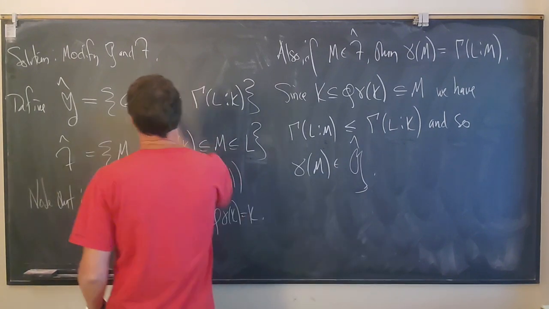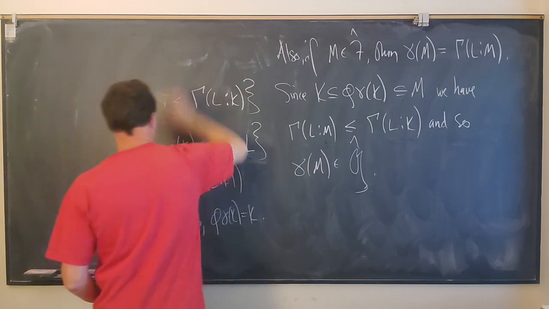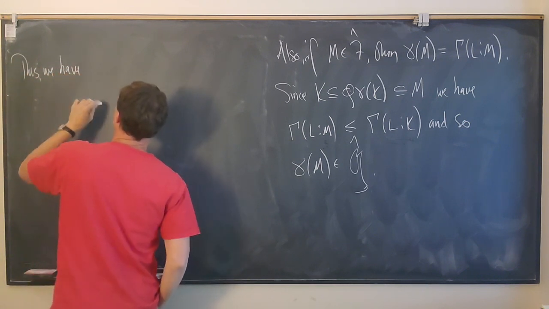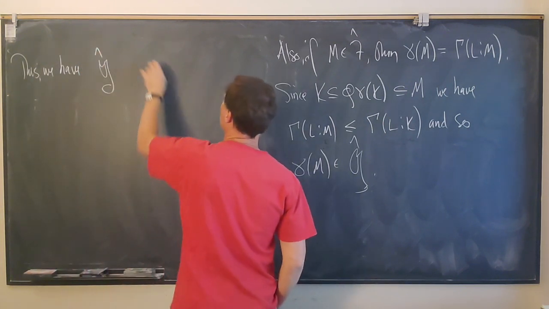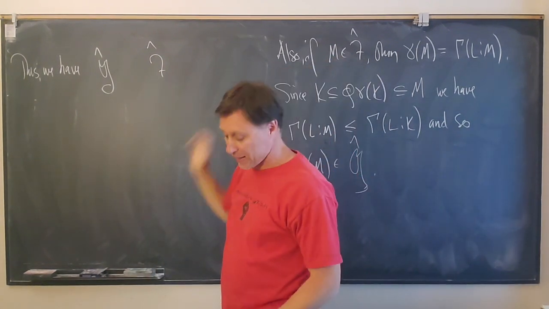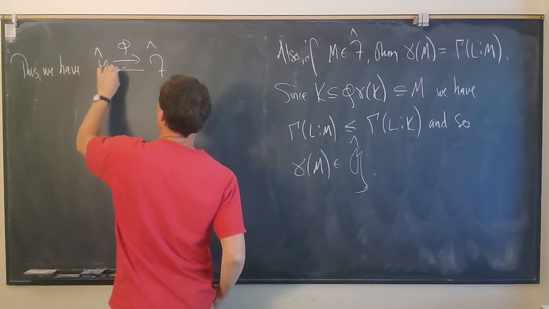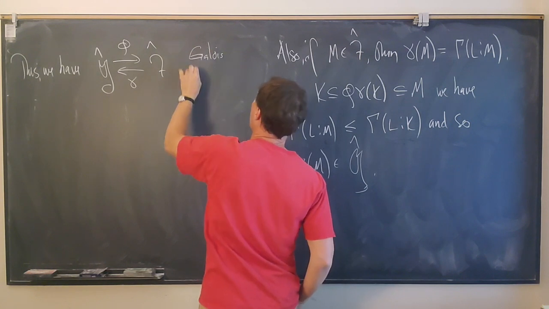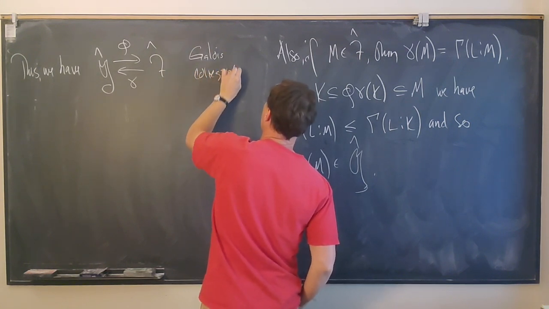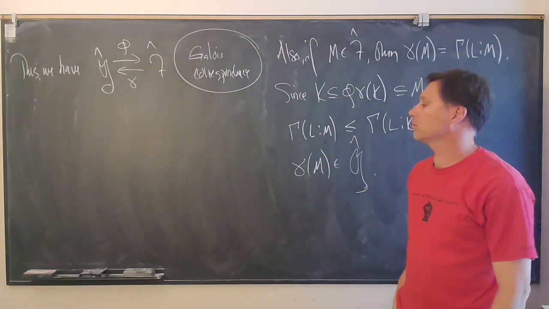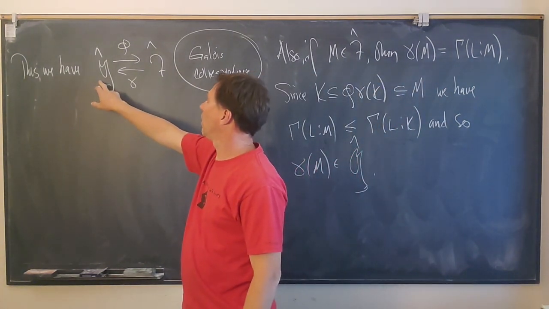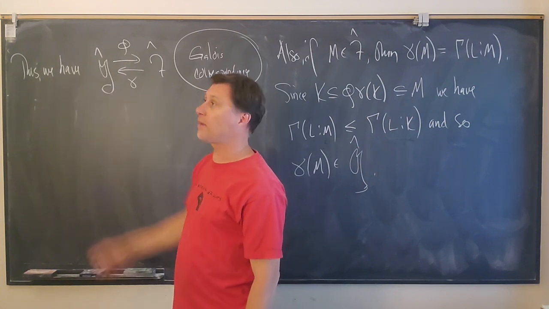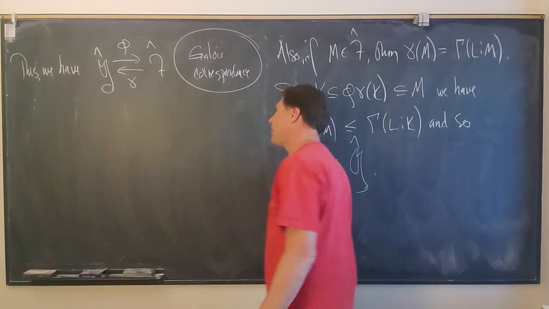Okay, so what do we have then? Thus, we have this setup right here, a connection between them given by Gamma and phi. So we have phi going in this direction and Gamma going in this direction. And this connection right here is often referred to as the Galois correspondence. So there's a connection between subgroups of the Galois group and fields that lie intermediate to L and phi Gamma of K.